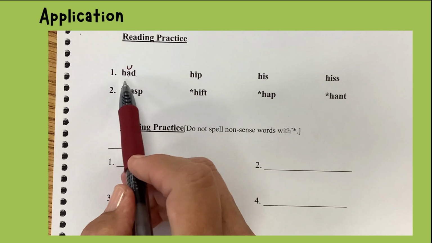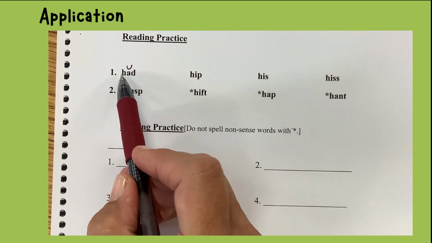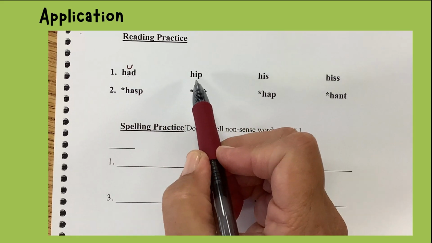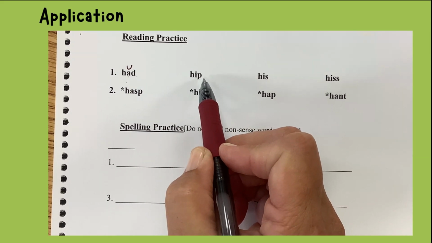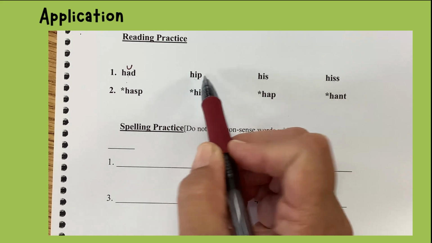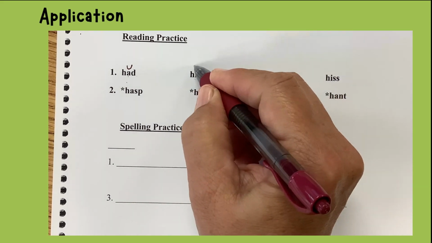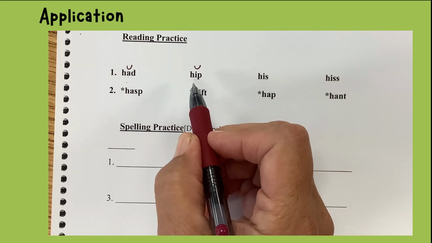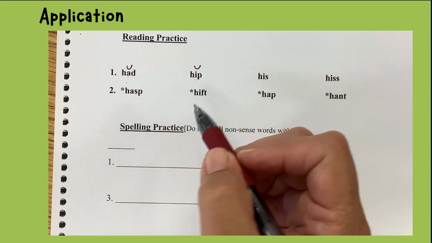What is the sound of short A? A. Read that word. Had. Let's go to our next word. The vowel is I, a vowel in a closed syllable, short, coded with a breve. What is the sound of short I? Read that word. Hip.